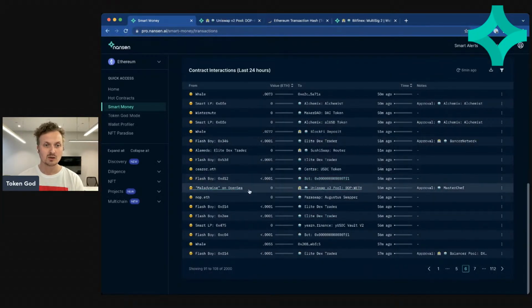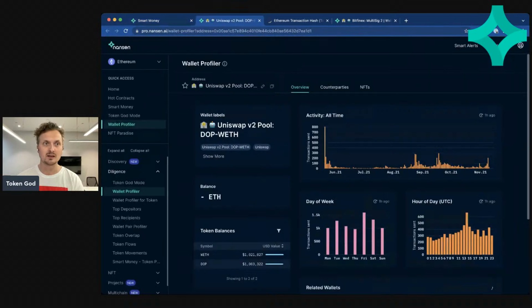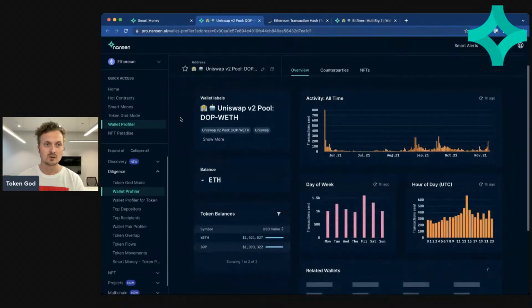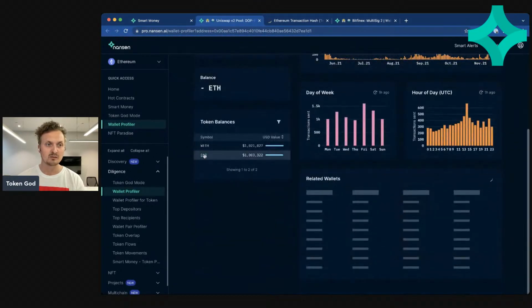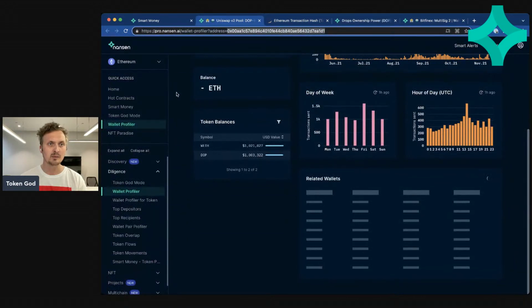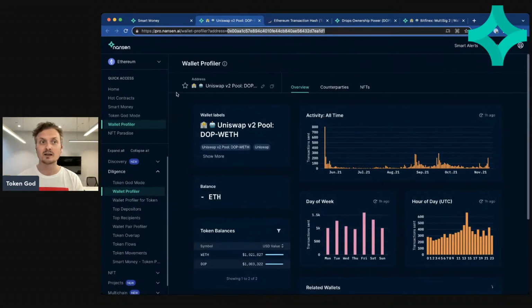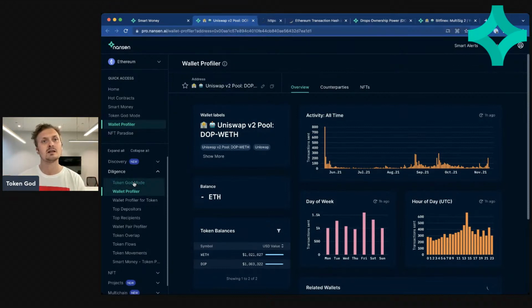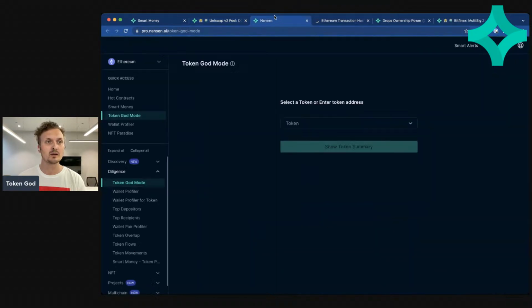So I'm going to do a little bit of a trick here. This here is an LP token, right? And I want to figure out where this LP token actually went. So DOP, don't know what this token is, but I'm going to spin that up as well in the background here. But the token is actually up here. This is both a smart contract that you can deposit money into because it's a liquidity pool, but it's also its own token. And because it's its own token, I can plug it into token God mode.